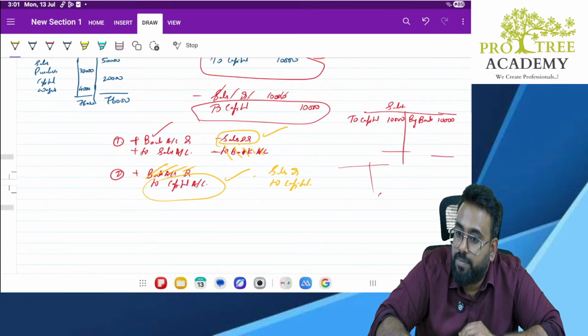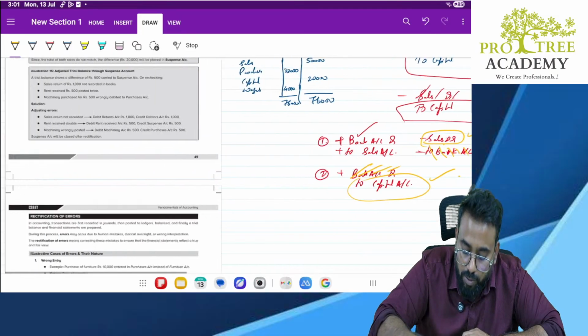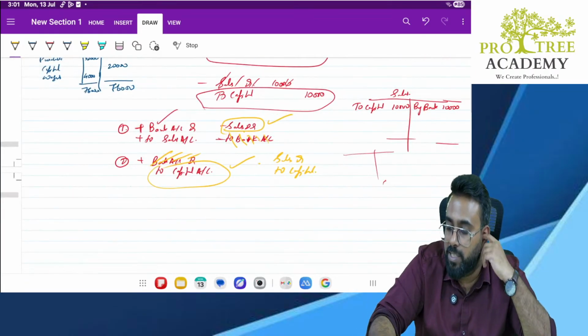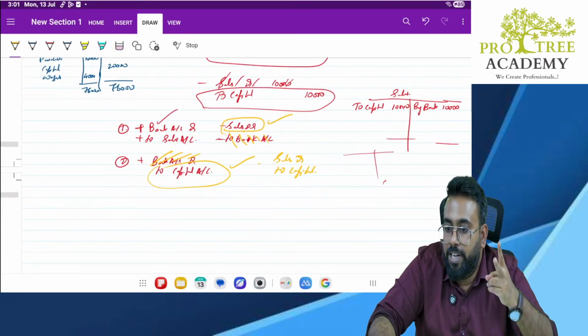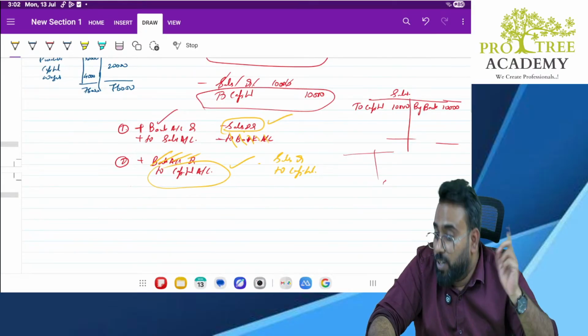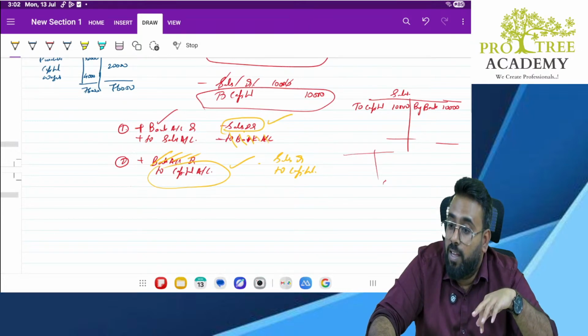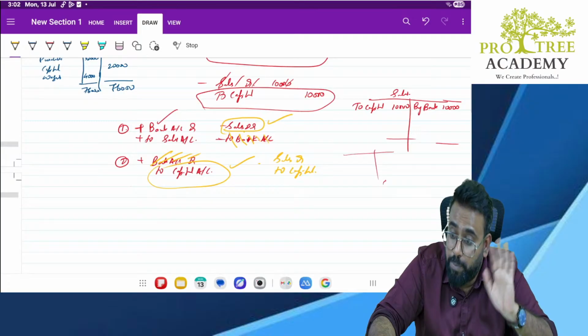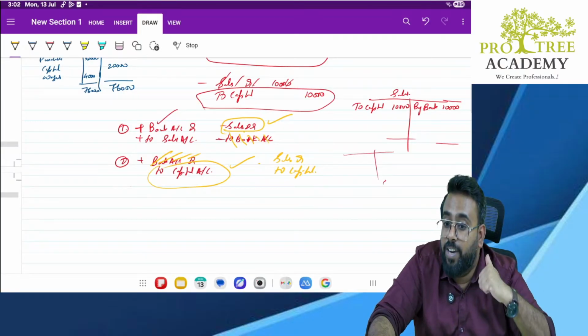Any doubts? Okay. Now coming to the explanation. First we understood two stages. One before preparation of trial balance, one after preparation of trial balance. Suspense will come only after preparation of trial balance. Now there is a third. What is that, sir? After preparation of trial balance, P&L, balance sheet, everything. When will it come, sir?